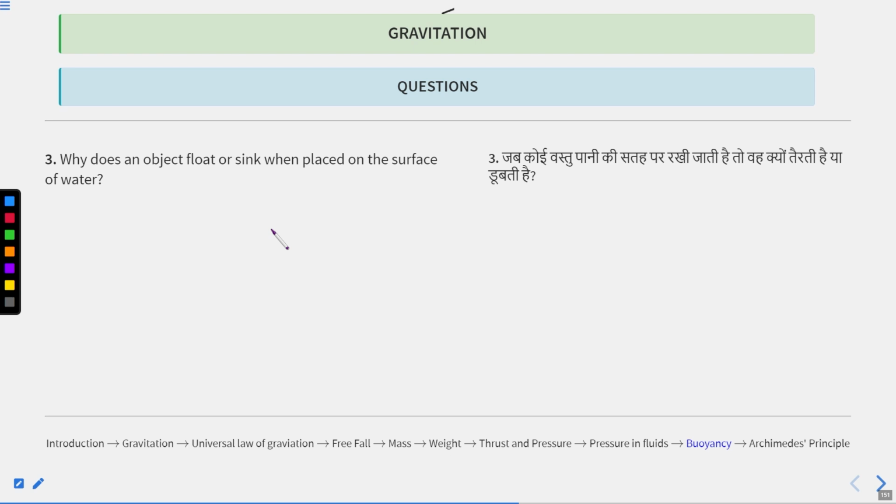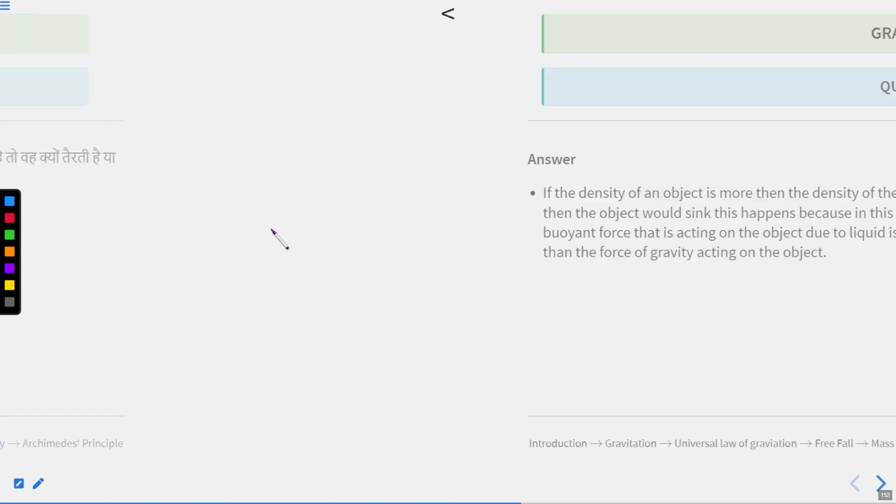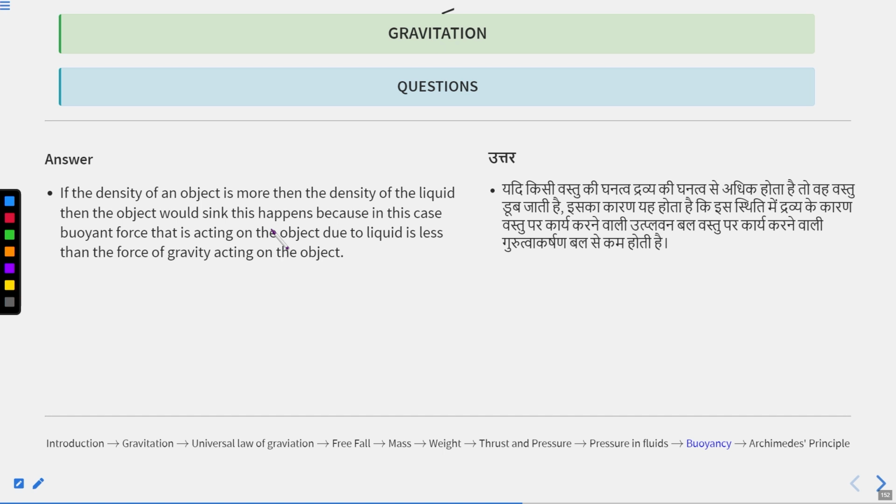The major factor is density. If an object has less density, it will float. And if it has larger density than the density of the liquid, then it will sink. If the density of an object is more than that of the liquid, then the object would sink. This happens because in this case, the buoyant force acting on the object will be less than the force of gravity acting on the object. So density is the factor. The more the density, the object will sink. The less the density, the object will float.